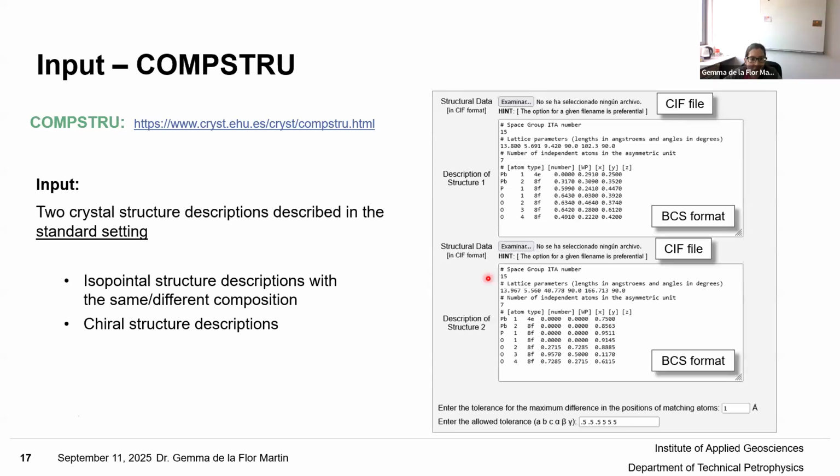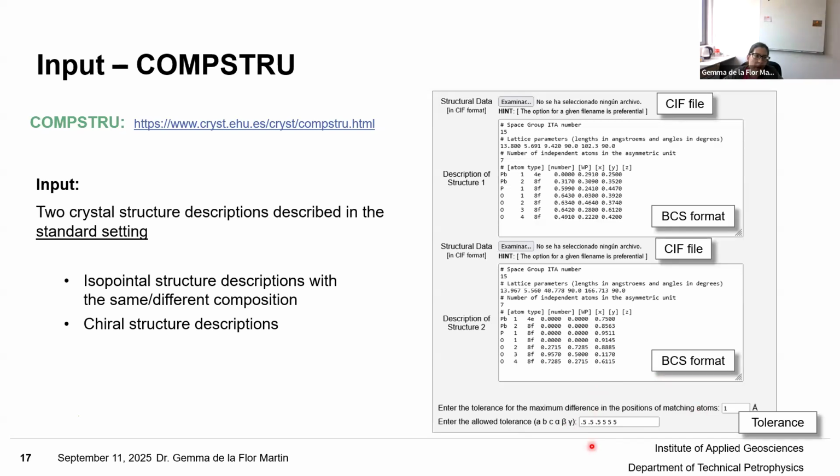At the end of the input page, there is a section dedicated to the tolerances. By default, the program assigns values for the maximum difference in the position of the matching atoms and on the lattice parameters. It is recommended not to modify these values, since if you need to increase them, the program will complain and ask you to increase the values of either one or the other one. And then the user also has to have in mind, when increasing this value, whether it makes sense for the result that is obtained or not.